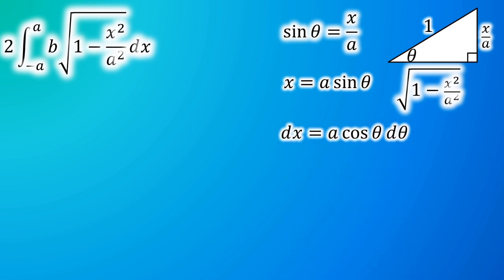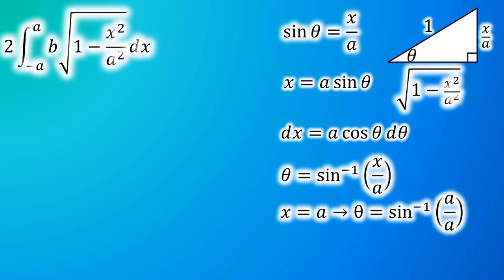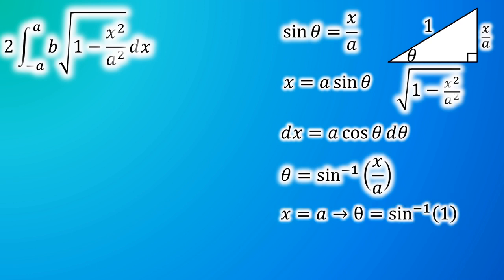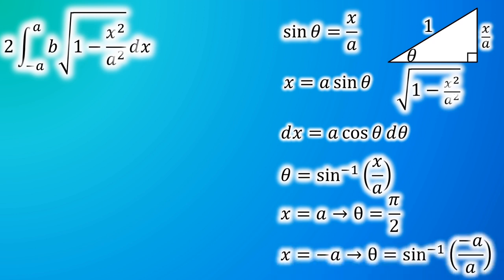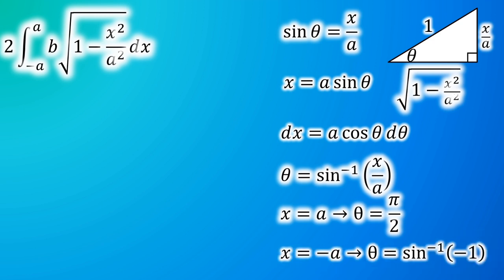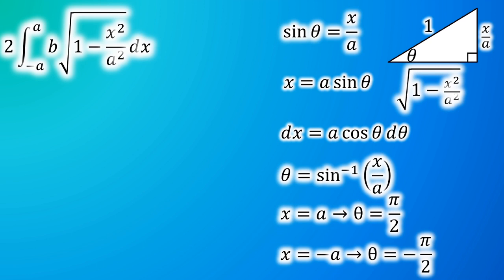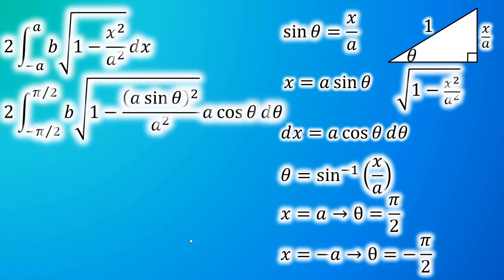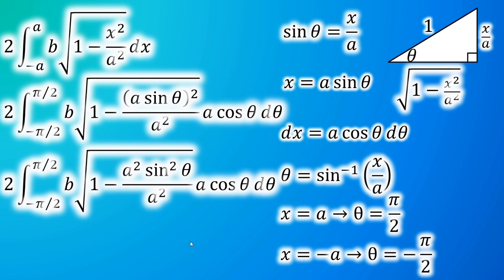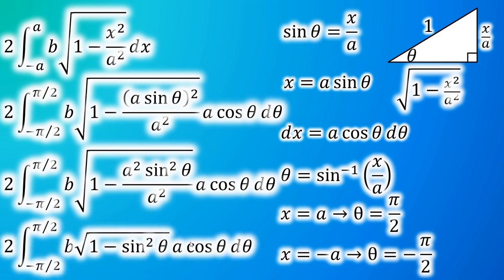That means that x is equal to a sine of theta. Take a derivative on both sides, and then using the first line again, we get this. Now when x is equal to a, theta is equal to the arc sine of a over a, or the arc sine of 1, and that will be pi over 2. When x is equal to negative a, theta is equal to the arc sine of negative 1, and that will be negative pi over 2. So let's substitute these in. So we get this, and then we simplify, and simplify further.